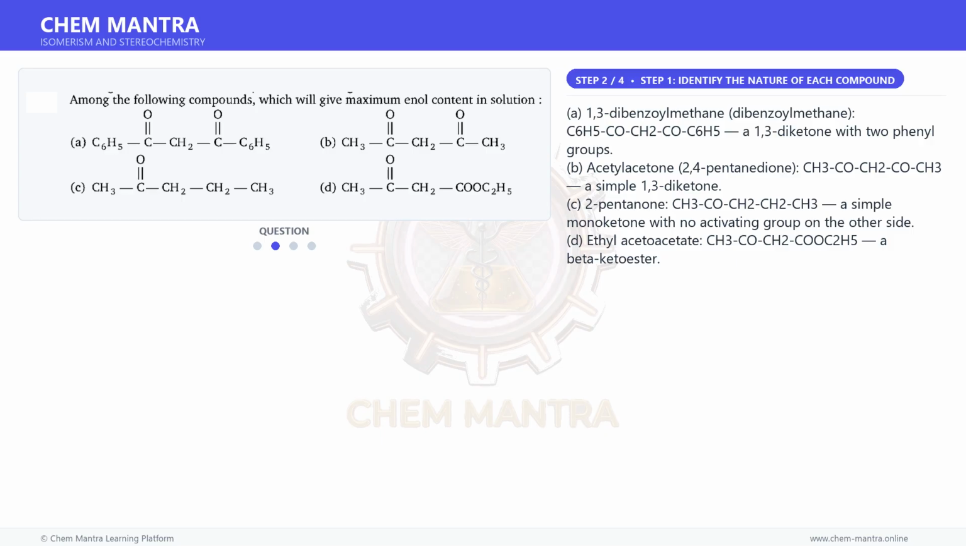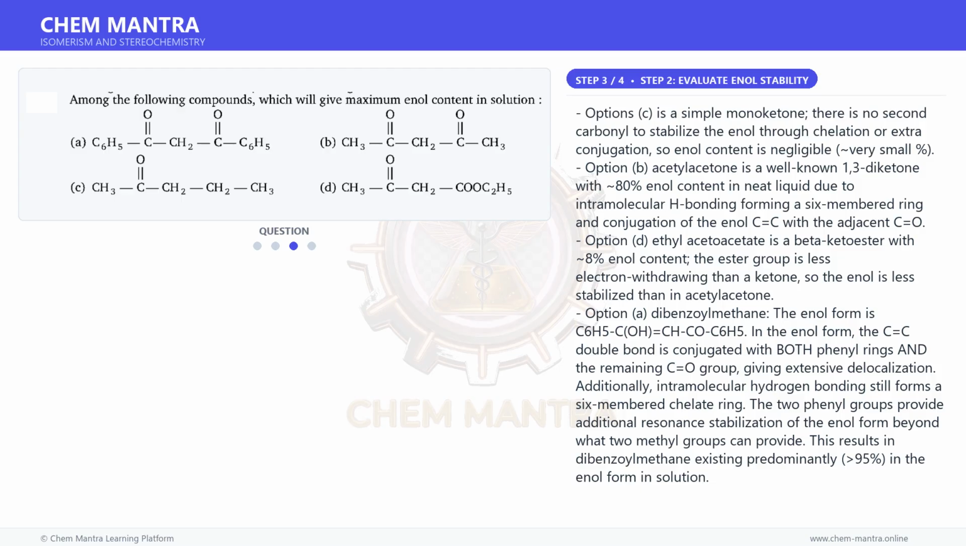A. 1,3-Dibenzoylmethane, C6H5COCH2COC6H5, a 1,3-diketone with 2 phenyl groups. B. Acetylacetone, 2,4-pentanedione, CH3COCH2COCH3, a simple 1,3-diketone. C. 2-Pentanone, CH3COCH2CH2CH3, a simple monoketone with no activating group on the other side. D. Ethyl acetoacetate, CH3COCH2COC2H5, a beta-ketoester.